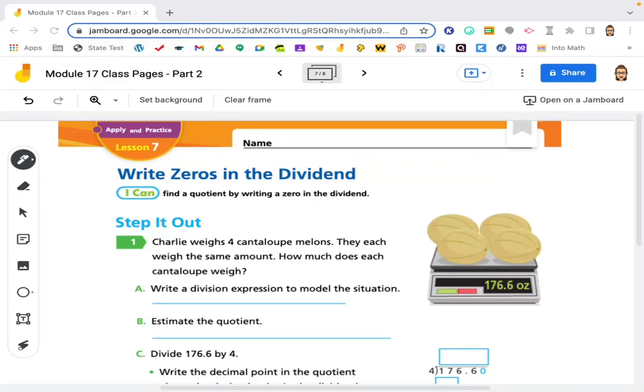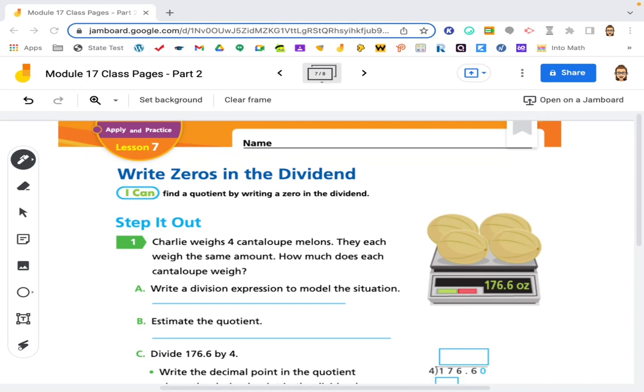Hello, my mathematicians. Today we are looking at Module 17, Lesson 7, which is all about writing zeros in the dividend. By the end of this lesson, hopefully you'll be able to find a quotient by writing a zero in the dividend. So step it out.